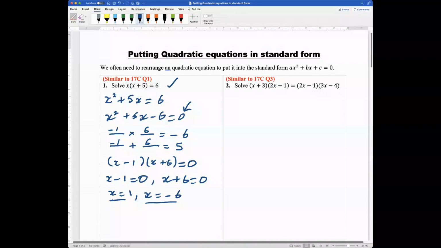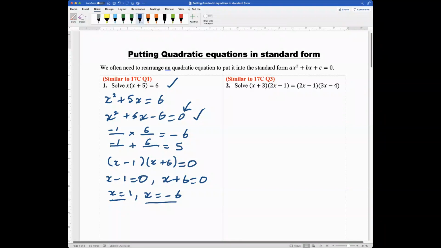So if you put x equals 1 into this equation, you're going to get 1 times 1 plus 5, which is 6. So 1 times 6 is 6, that works. And if you put in x equals negative 6, you're going to get negative 6 times negative 6 plus 5. Negative 6 plus 5 is negative 1, and negative 6 times negative 1 is 6. So it works. Alternatively, you could sub both the x values into this equation one at a time, and you should get 0. So either equation will do when you're checking.